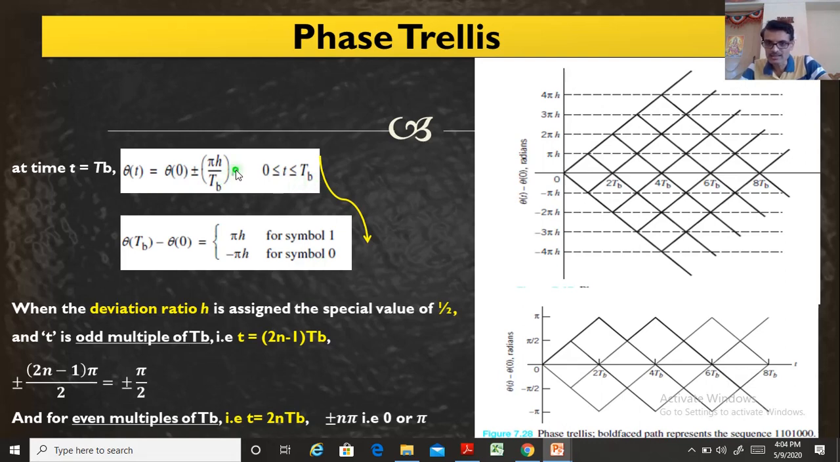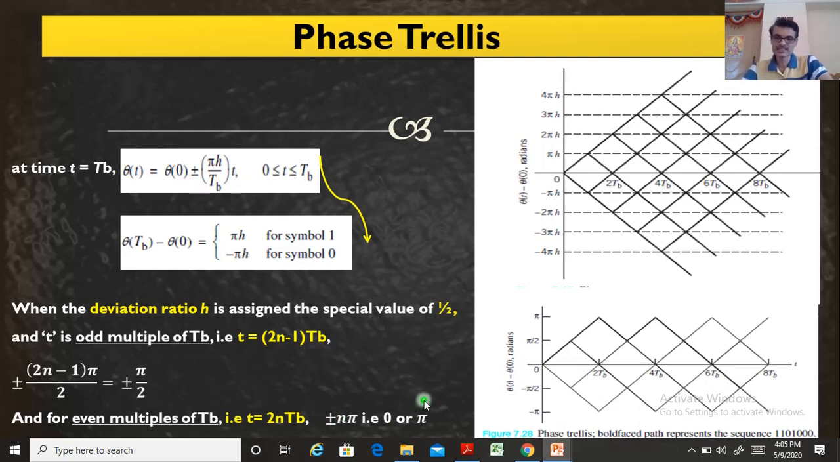So I substitute t equal to 2n TB here. The TB cancels, and I get 2n pi into h, which is half, by 2. The 2 and 2 cancel, and I am left with only plus or minus n pi. For different values of n, if n is equal to 1, I get plus or minus pi. If n is equal to 2, I get plus or minus 2 pi, which is equal to 0. If n is equal to 3, I get minus pi. If n is equal to 4, it is 4 pi, again 0.